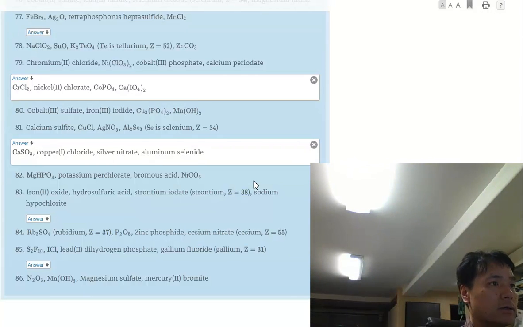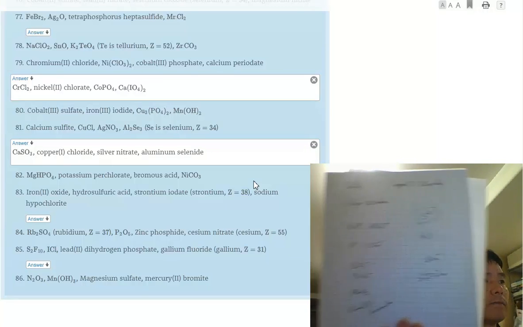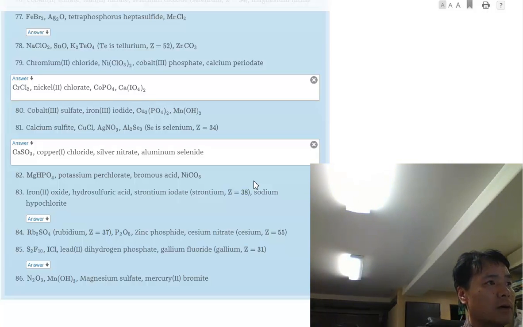Then we have sodium hypochlorite. Okay, chlorate is a ClO3 minus. Chlorite must be a ClO2 minus, and hypochlorite must be a ClO minus. And then we have a sodium, so it's NaClO. Yeah, that's the sequence there. So chlorate, chlorite, hypochlorite, and sodium hypochlorite at the bottom there.